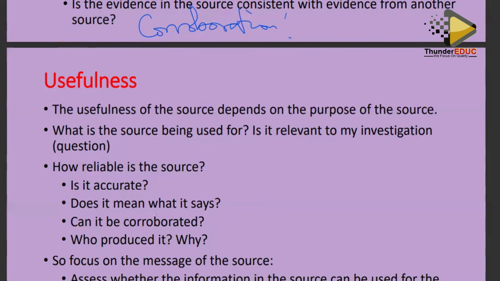So in this instance, we are saying the usefulness of the source depends on the purpose of the source. What is the source being used for? We want to know about some event, and is this source providing us information in line with that particular event that we want to study? That is usefulness. If it's not giving us information, then the source is not useful. What is the source being used for? Is it relevant to my investigation? How reliable is the source? We also check on those aspects.